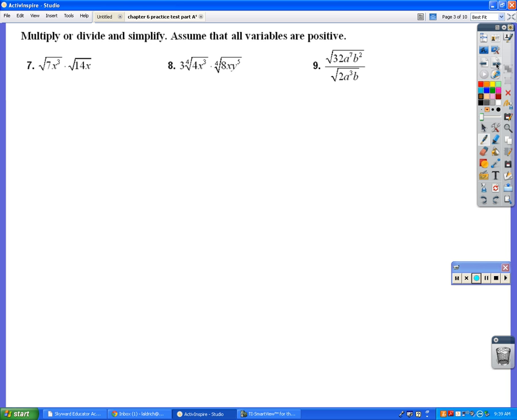Okay, so next one was this one right here. This is actually number 3 in your review. So I don't know the square root of 7. I don't know the square root of 14. And so I'm going to multiply them together first. So 7 times 14 is how much? 98. So that's going to be the square root of 98. And then x to the 3rd times x is x to the 4th.